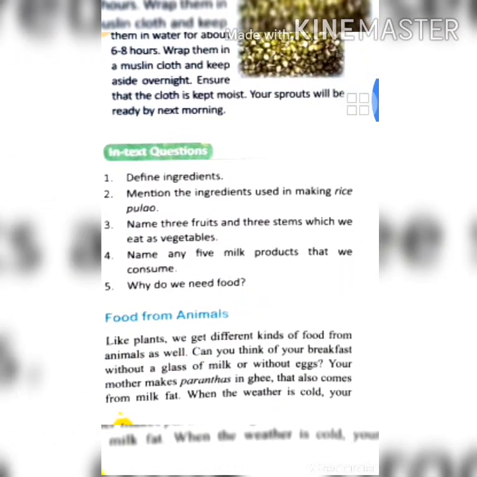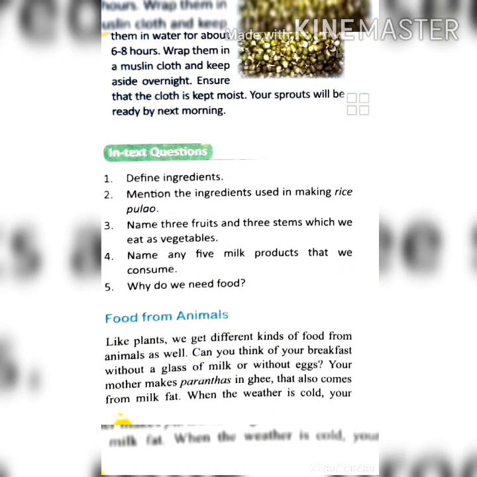Third question is name 3 fruits and 3 stems which we eat as vegetables. Name any 5 milk products that we consume. Answers are very simple and they are mentioned in the chapter.